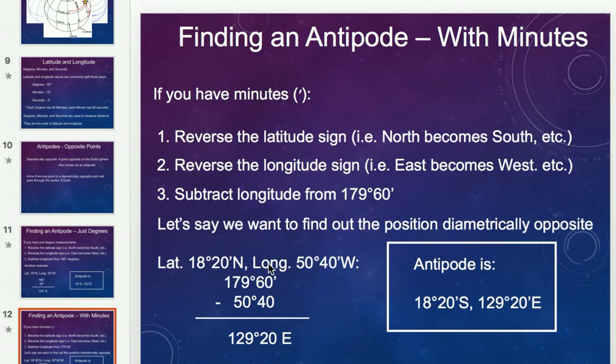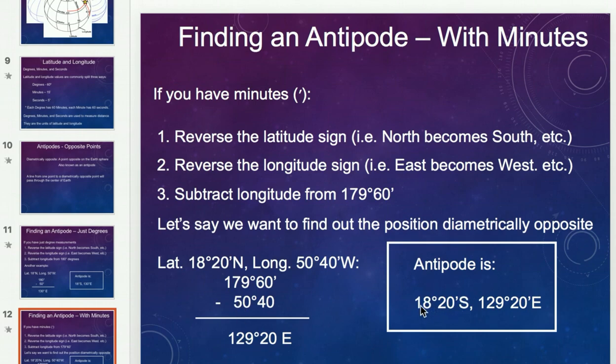And then for your longitude, you're going to take 179 degrees and 60 minutes, and then you're going to subtract the degrees and minutes given to you, which is 50 degrees and 40 minutes. So make a line right there. You're not having to go all the way over. 60 minus 40 equals 20, so that's 20 minutes. And then degrees is 179 minus 50, which is 129 degrees.